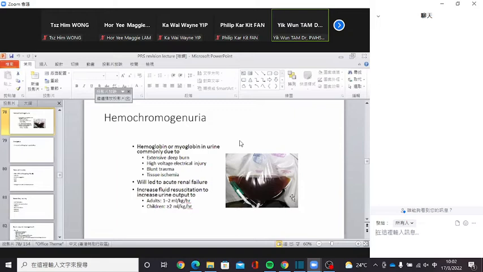And the first step is to increase your resuscitation flow rate to maximize the urine output. In adults, we aim for 1 to 2 ml per kg per hour. But if these conditions happen, you have to call the ICU colleagues because these patients may need ICU support in due course.